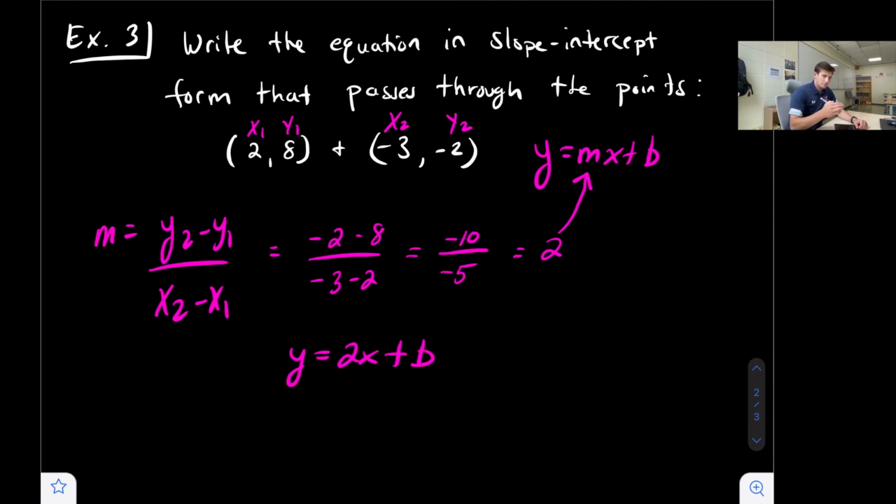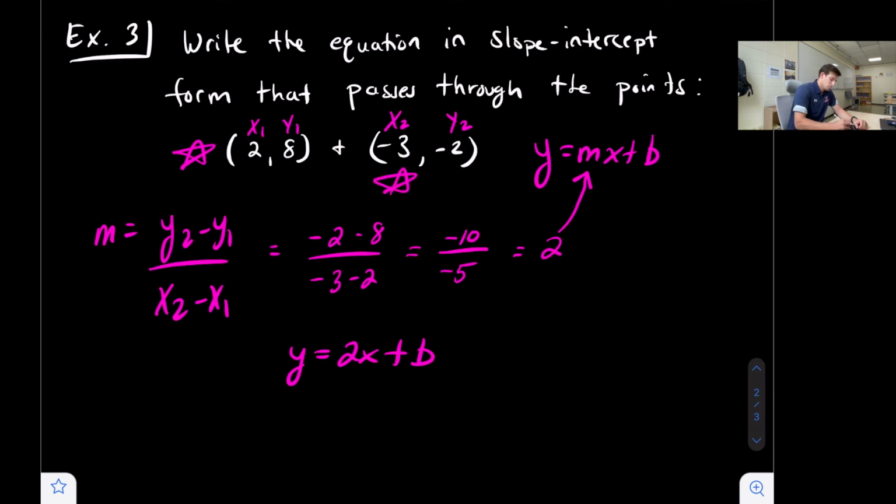If you remember from the beginning of the video, x and y represent any point that is on the line. These 2 points right here are on the line because it tells us the line passes through these points. So now what we can do is choose either one of these 2 points. I am going to choose this point right here because both of those coordinates are positive. It's just going to be easier to work with mathematically. So x is 2 and y is 8.